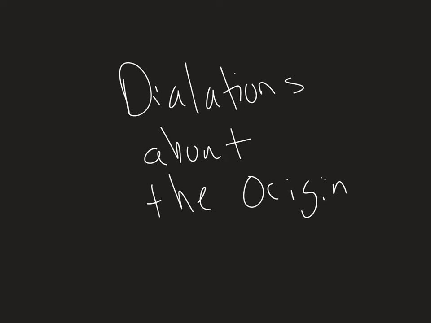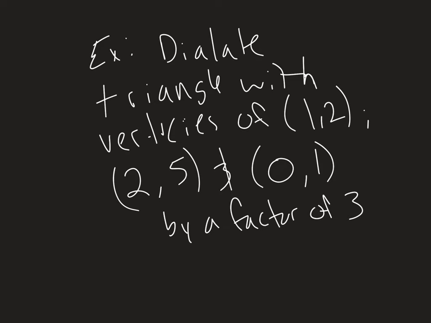In this video, we'll talk about dilations, and in particular, how to do them involving a coordinate grid. To bring up an example to motivate the thinking here, let's say we wanted to dilate a triangle with the vertices of the coordinates (1, 2), (2, 5), and (0, 1) by a factor of 3. And this is interesting because what does all this actually mean? What does it look like? This is what this video is really going to dive into.